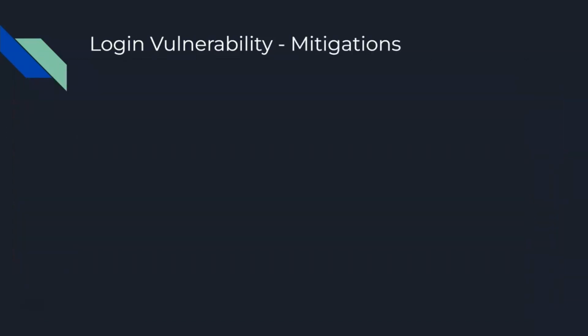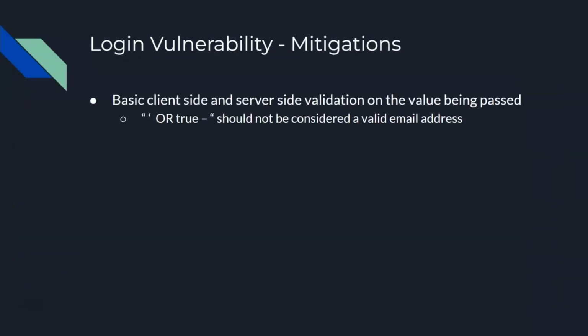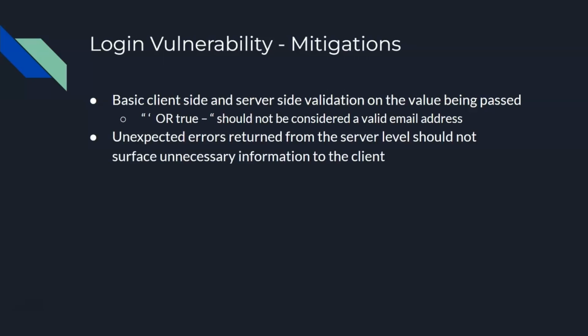A few of our suggested mitigations for this vulnerability include basic client-side and server-side validation on the value being passed. The value that was passed should have never been considered an email. Unexpected errors returned from the server level should have never surfaced to the client side. For instance, the 500 that was returned with information about SQLite and the query itself should not have made it to the client.